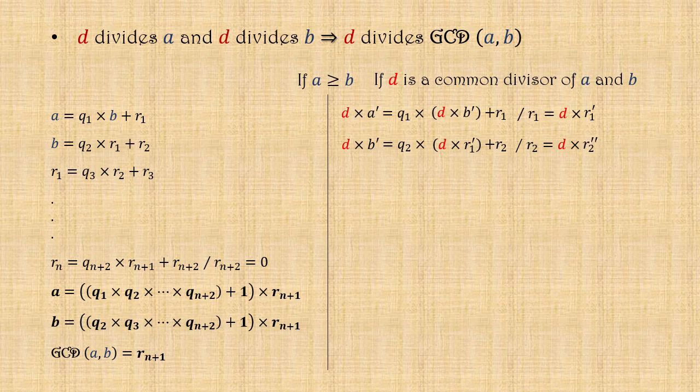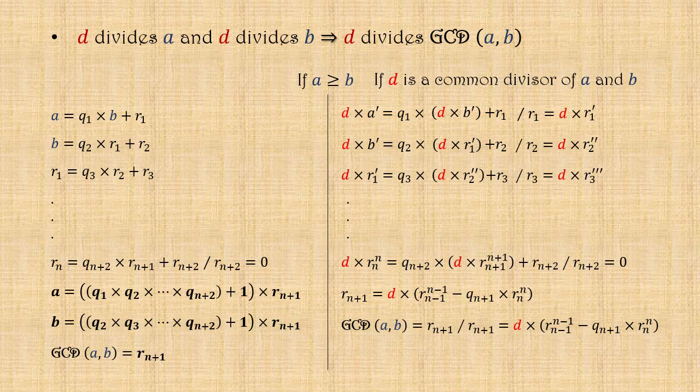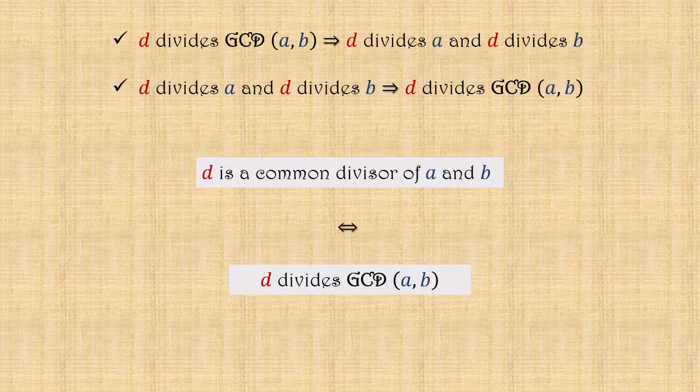So, d divides r2. As for the next Euclidean division, we would find that d divides r3, as is the case with r1 and r2. And after we would have completed all our Euclidean divisions to reach the rest 0, we find that d divides the last rest different from 0, which is rn plus 1. So, this last rest, rn plus 1, which is the greatest common divisor of a and b, is divisible by d. And this proves our implication. So, now that we have proved both of our implications, we can conclude that our logical equivalence is true.